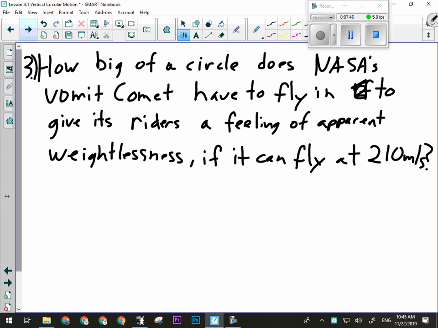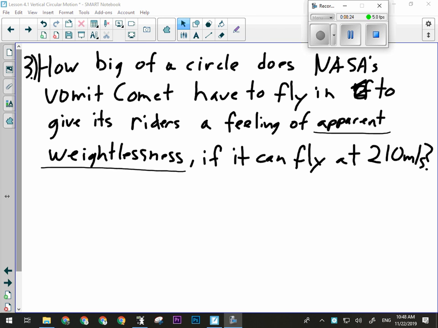So this is about the Vomit Comet, that plane that they used to train their astronauts with, that we watched the Russian version of in that OK Go video. I want you to answer this question about the Vomit Comet. The radius of the circle is what we're looking for here. How big of a circle does NASA's Vomit Comet have to fly in to give its riders a feeling of apparent weightlessness if it can fly at 210 meters per second? The key word, apparent weightlessness.